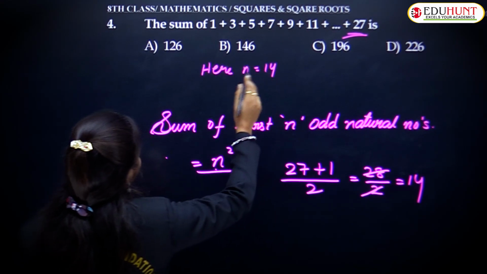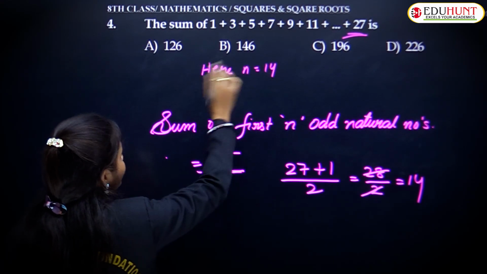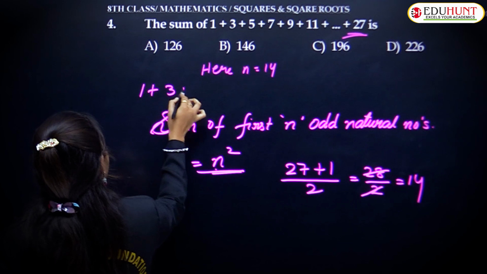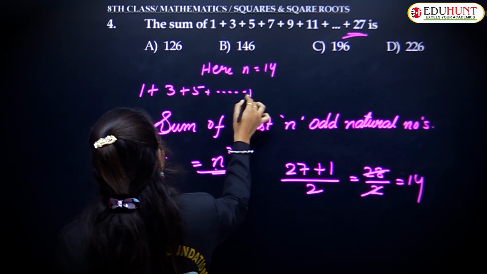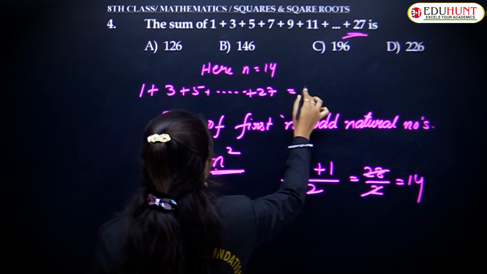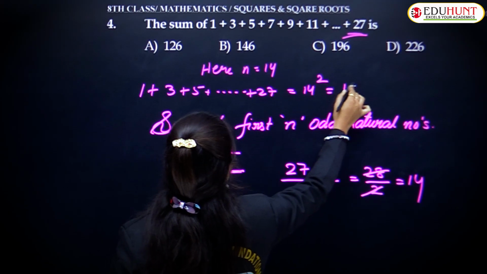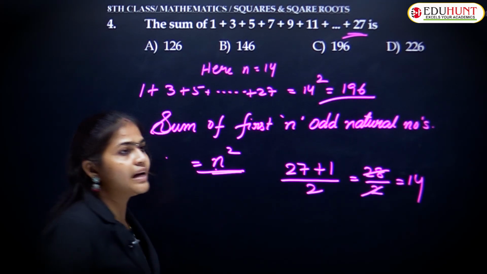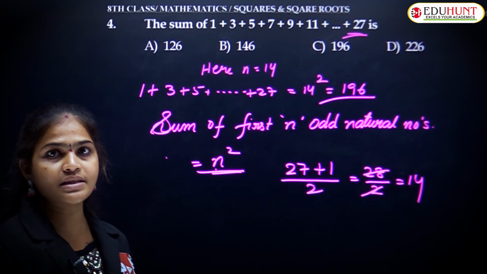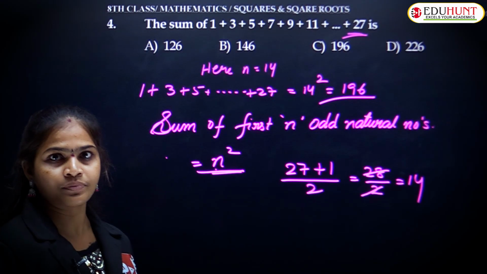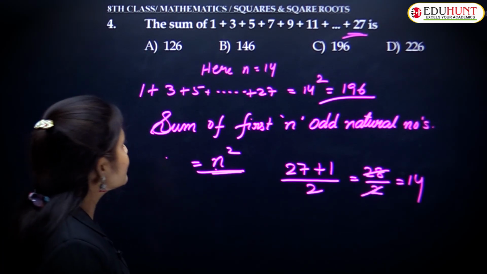Now what are they asking here? N square, the sum of the first n odd natural numbers. So 1 plus 3 plus 5 and so on plus 27 equals 14 square. So 14 square means the answer is 196. 14 square value is 196. Am I clear? So children, this is the formula.